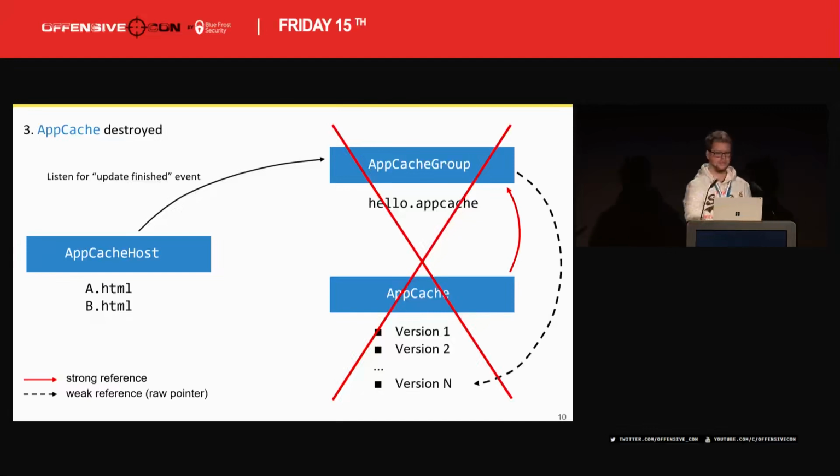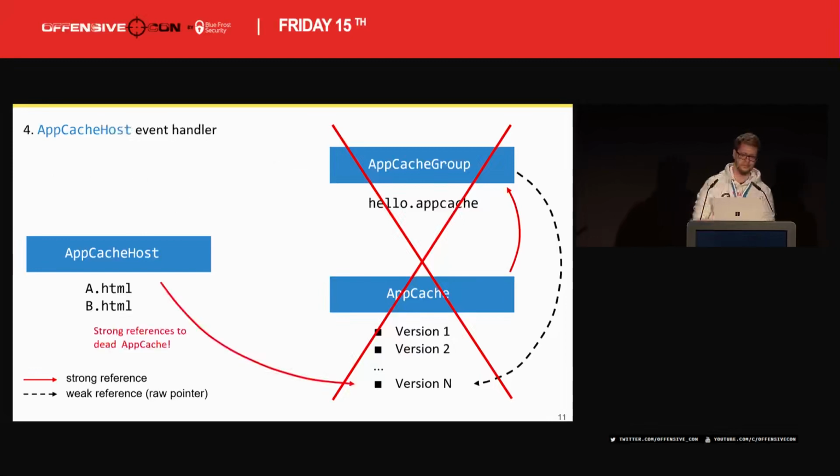And what happens when the group gets deleted, it enters its destructor, and it will notify the hosts that the update is finished. In this case, it's actually canceled. So this event listener will be called, and the hosts go back to the normal state by copying this weak pointer to the newest version and adding a new strong reference.